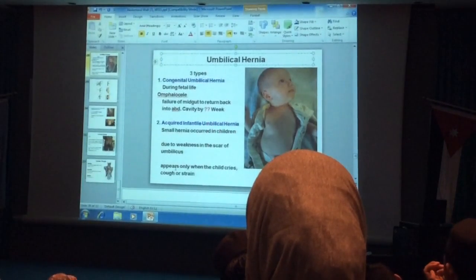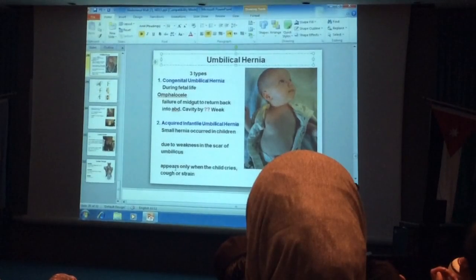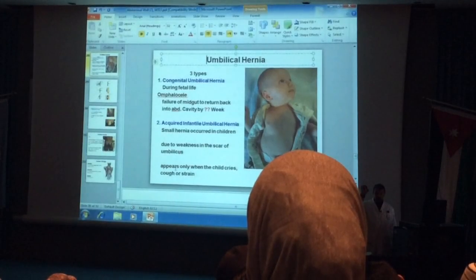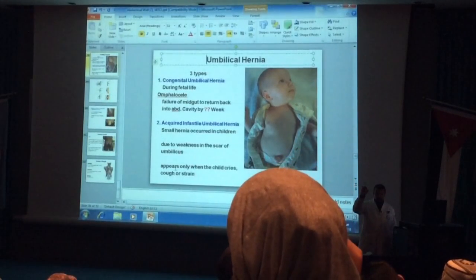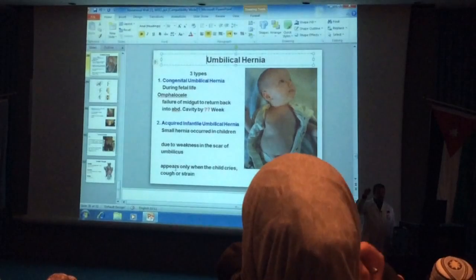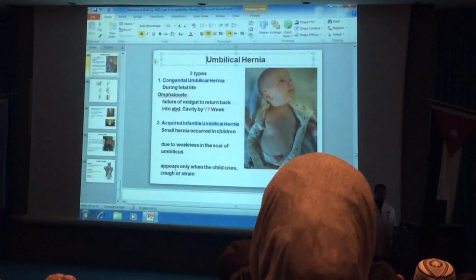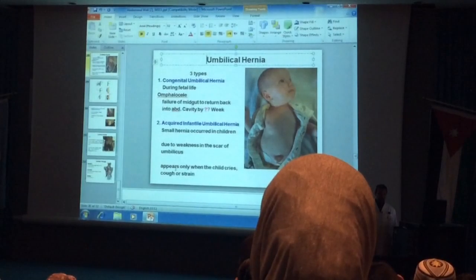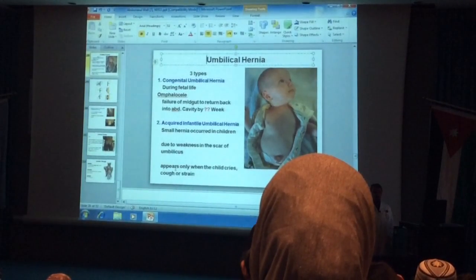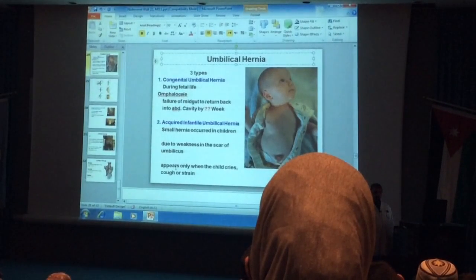This is because of weakness in the scar formation of the umbilicus. The scar is collagen fibers, connective tissue fibers that form around the umbilicus to close it, to obliterate it. Because you know it's open during fetal life. It's the umbilical vein and umbilical arteries, the umbilical cord. Once you cut it inside the body, now these structures will start to obliterate, replaced by connective tissue, and they close.